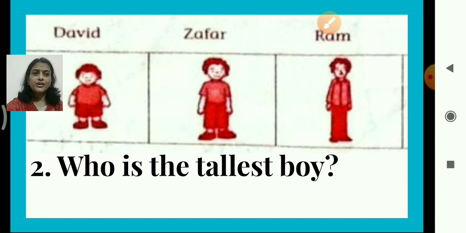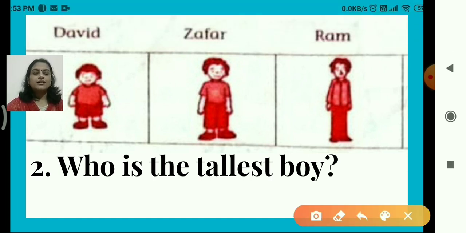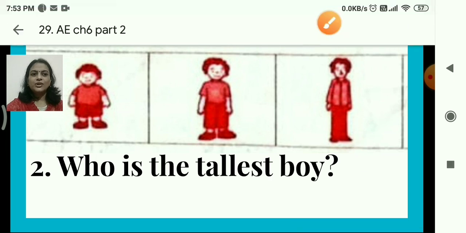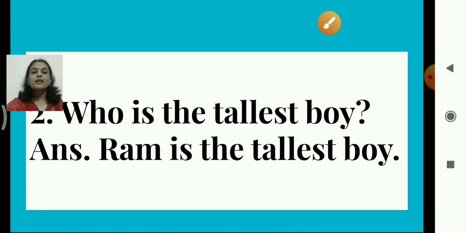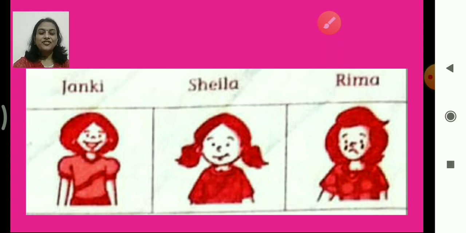So David, Zafar and Ram. Among these three boys, who is the tallest boy? Yes, can you tell me? Can you see here? Who is it? Ram, isn't it? So Ram is the tallest boy. Okay, so who is the tallest boy? Ram is the tallest boy. Next. Now here you can see three girls, three friends are there.